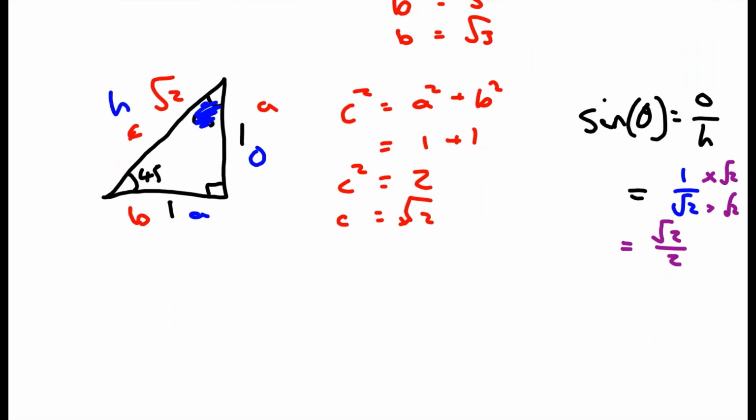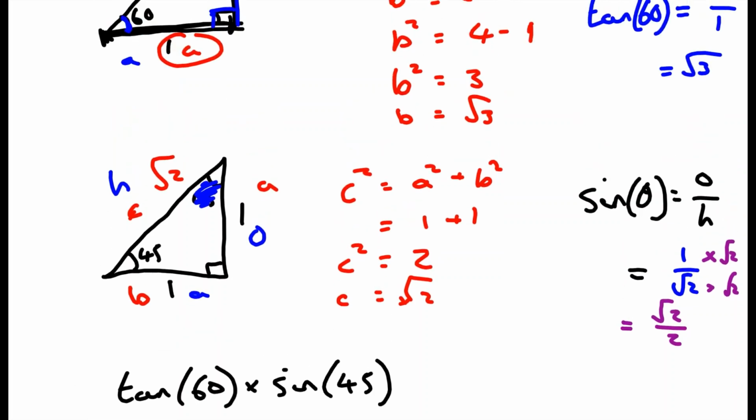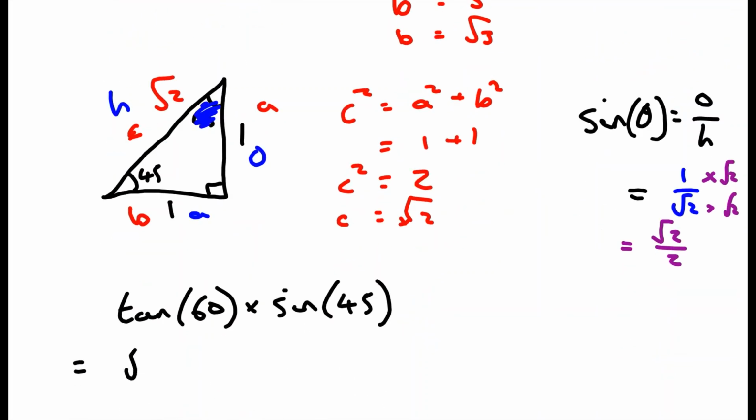So, to finish off this question, tan 60 multiplied by sine 45. We're going to take those two values. So we had root 3 multiplied by root 2 over 2. Remember, this is like root 3 over 1. So we'll times the tops together, root 6, times the bottoms together. And we're going to get root 6 over 2.